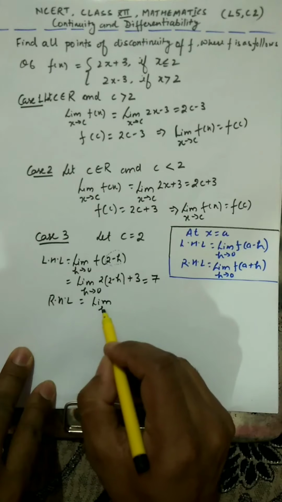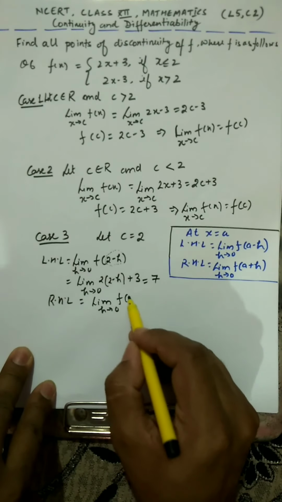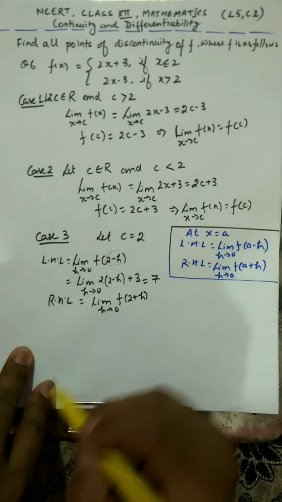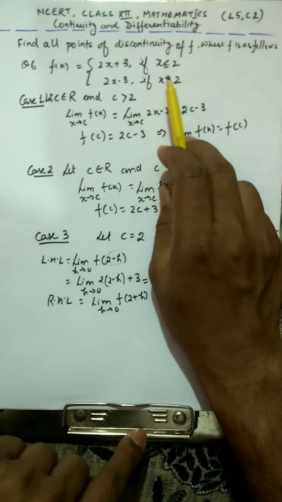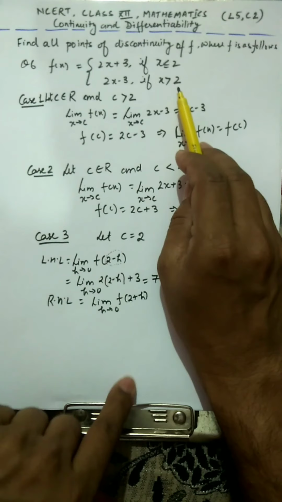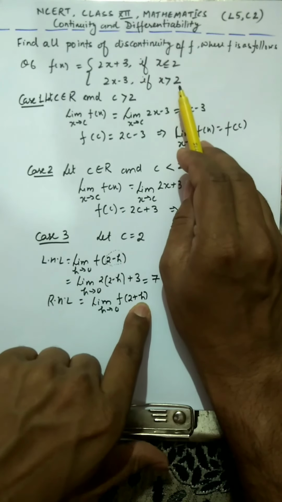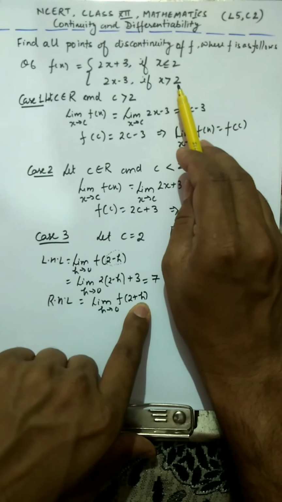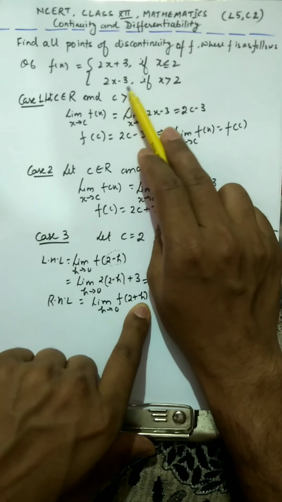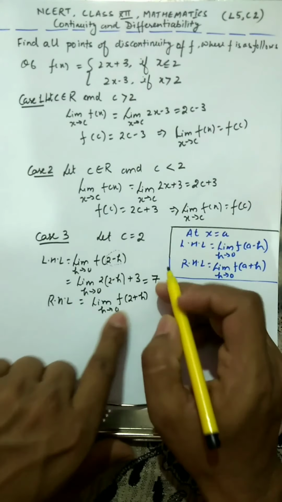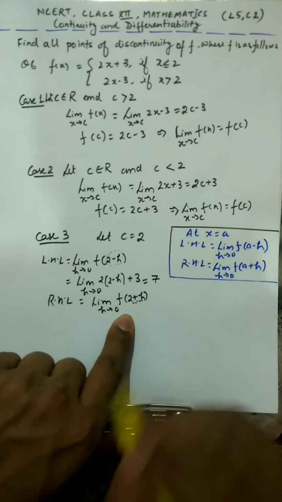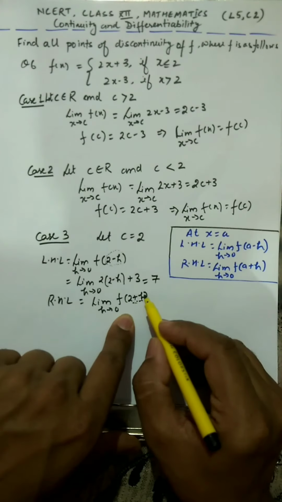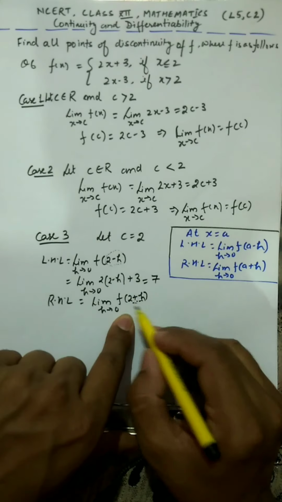Limit h tends to 0, f(2 plus h). Now you see for 2 plus h, your x becomes greater than 2 because h is a positive value. So your x, 2 plus h, is more than 2. So it means our f(x) will be 2x minus 3. So f(x) is 2x minus 3, but we have to find f(2 plus h). So it means that x has to be replaced by 2 plus h.